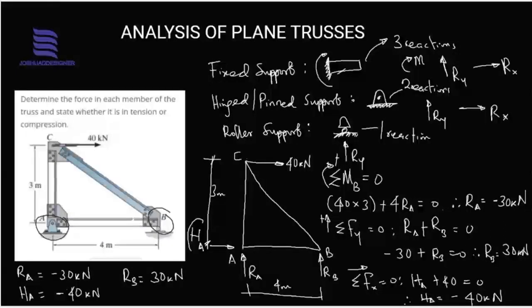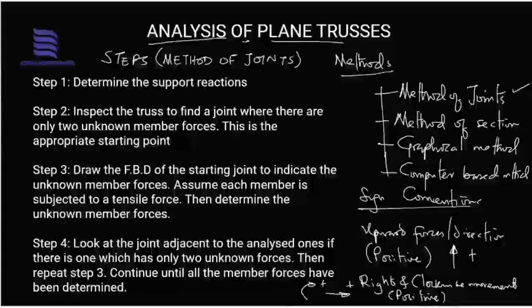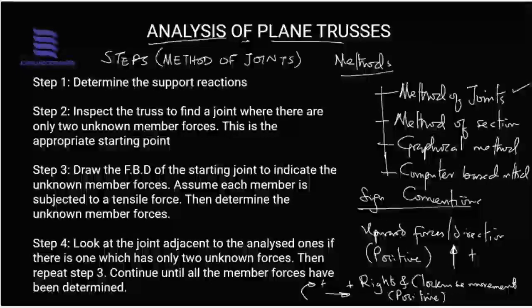Let's get back to our steps and see where we are on the plan. We have carefully found the support reactions. So we want to go ahead, following step 2, to inspect the truss to find a joint where there are only two unknown member forces, and that will be the appropriate point to start our analysis. Let's do that quickly.